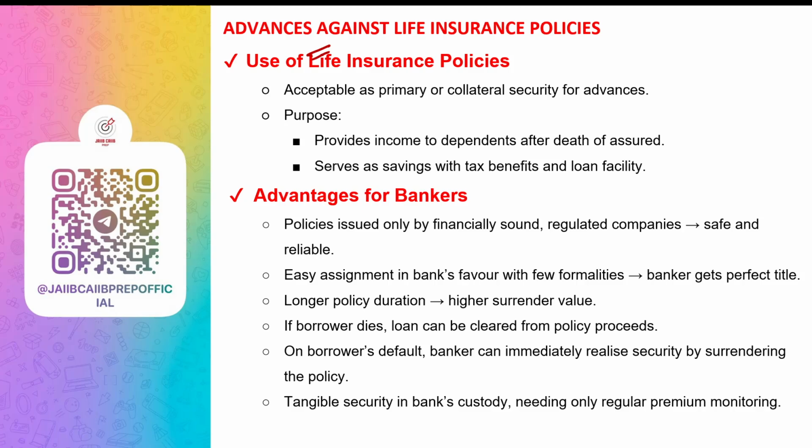So, what are the advantages of life insurance policy as a security? It is a reliable security. Life insurance business is regulated. Claims are paid if the policy is valid. Then easy assignment is there. The legal procedure is simple, which gives the bank perfect title. The longer the duration of the policy, the higher is the surrender value. So it increases the value over time.